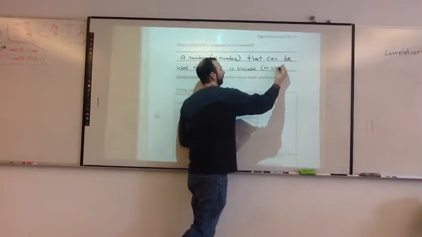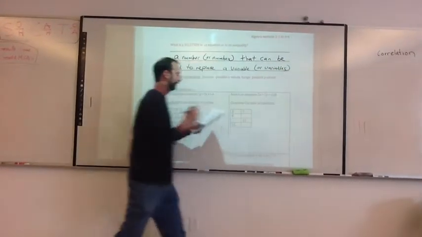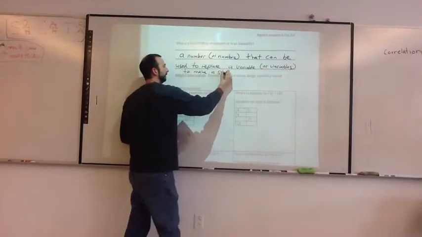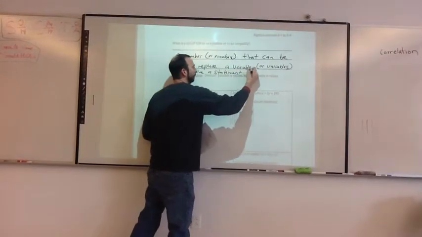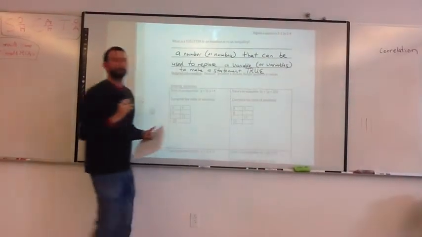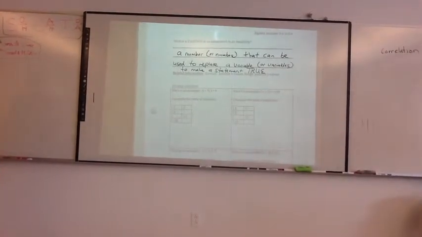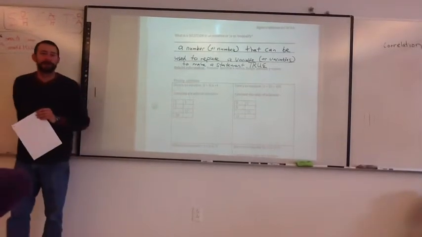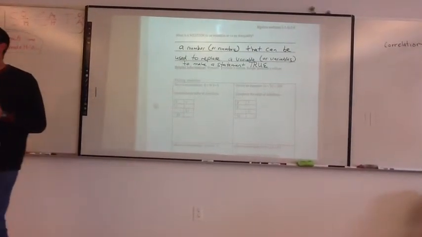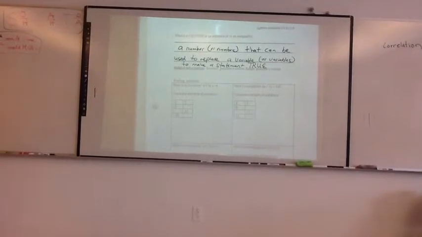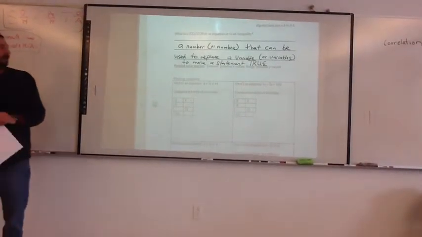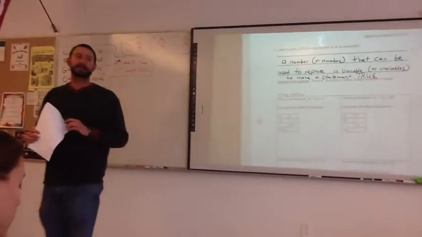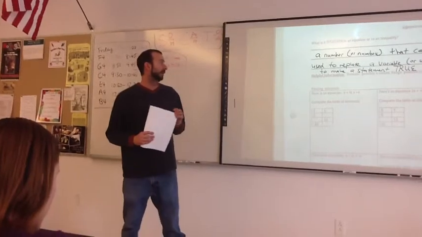or variables to make a statement true. All right? You might have multiple variables. You may just have the variable x. You may just have the variable y. You may have a combination of the two. Potentially, you could have a third variable, a z, an a, a b. But when we're talking about solutions, we're looking for some numbers that can be substituted in place of the variables that will make our statement true.